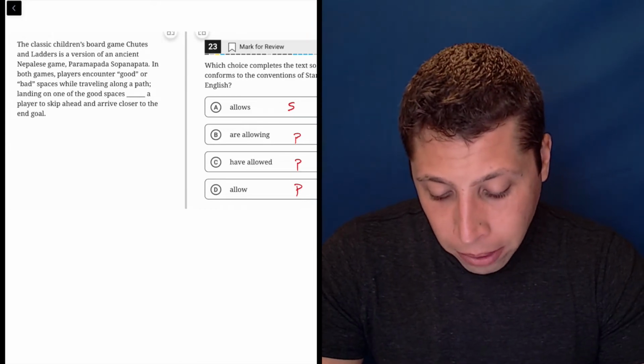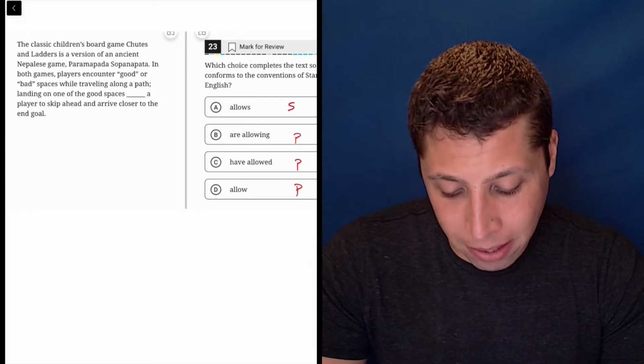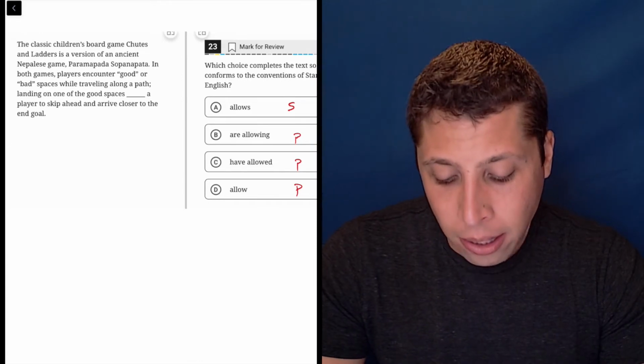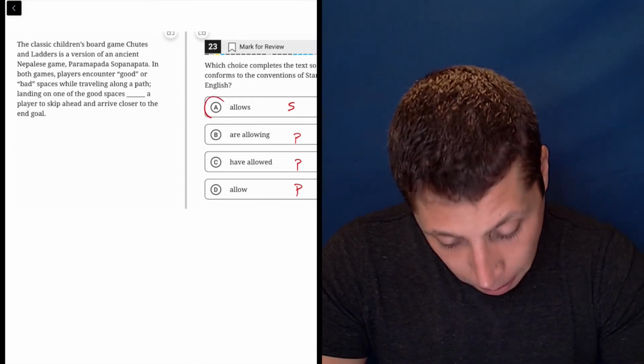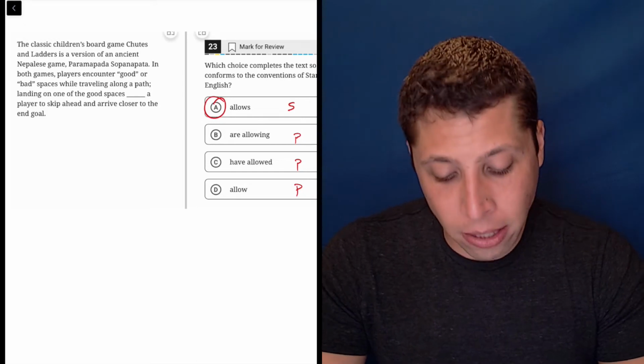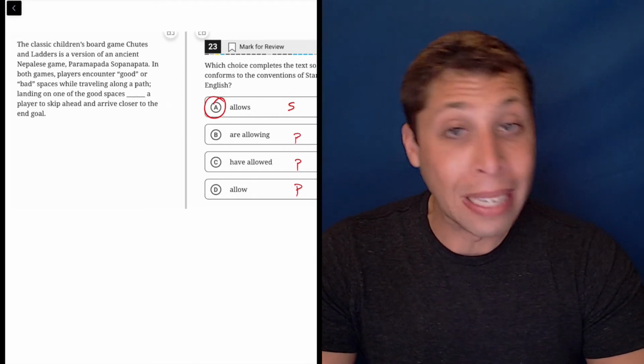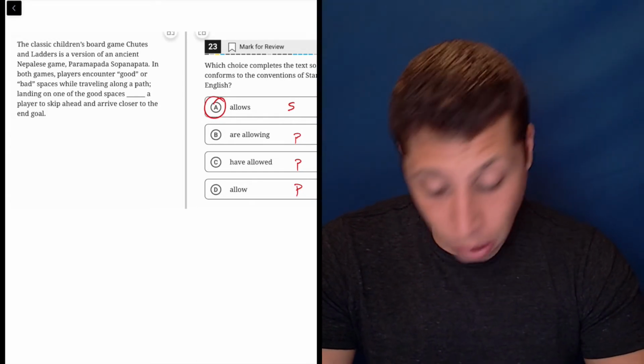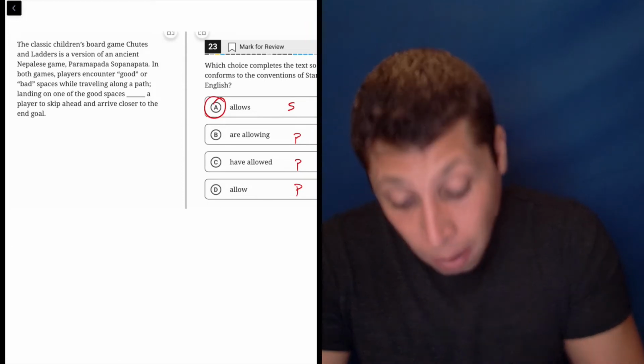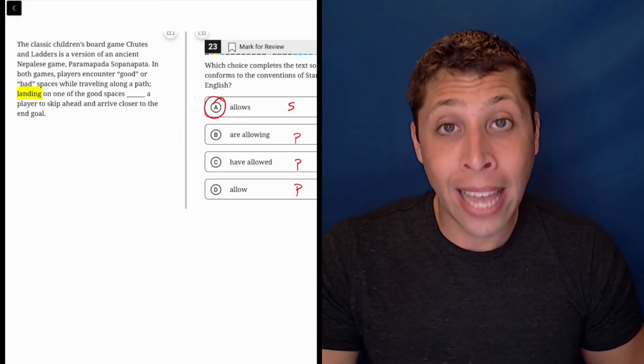In both games, players encounter good or bad spaces while traveling along a path. Landing on one of the good spaces allows a player to skip ahead and arrive closer to the end goal. The reason I know that it is the singular that we need is that the subject is the word landing.